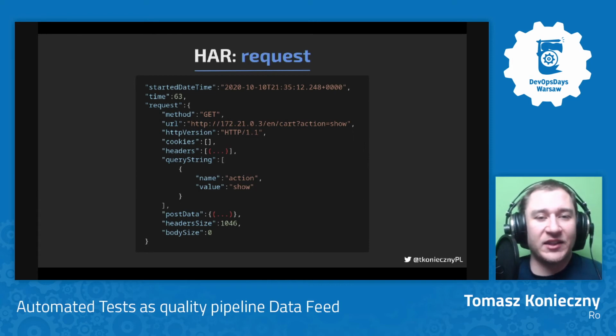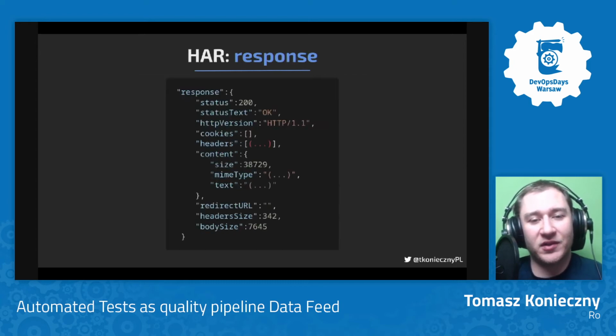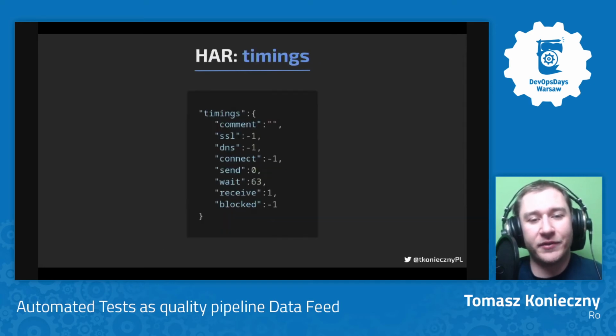Then we have things like cookies, headers, query string, post data, etc. These aren't that useful for the specific purpose, but it's good to know that they are also available. So we have just every data that we may need for analyzing requests here. Then we have the corresponding response, so status 200, everything is okay. Cookies, headers, content, etc. again. And then we have more detailed timings.